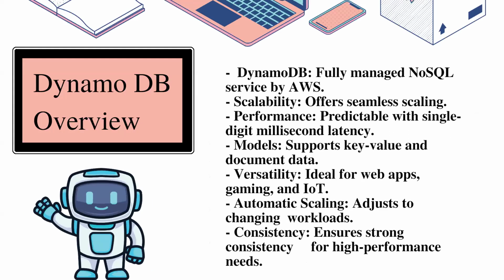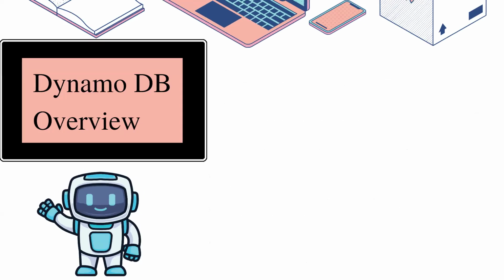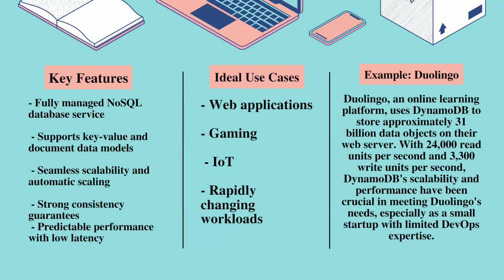Now moving to DynamoDB. DynamoDB is a fully managed NoSQL database service provided by AWS. It offers seamless scalability, automatically adjusting to handle any workload. Now, if we talk about the key features of DynamoDB, it supports both key-value and document data models, ensuring predictable performance with single-digit millisecond latency. This makes it ideal for web applications, gaming, and IoT use cases.